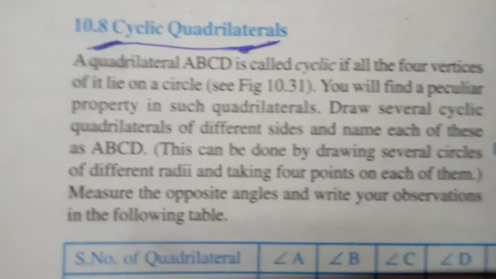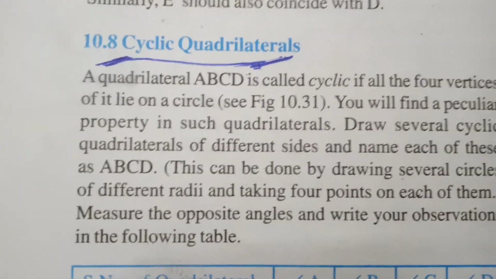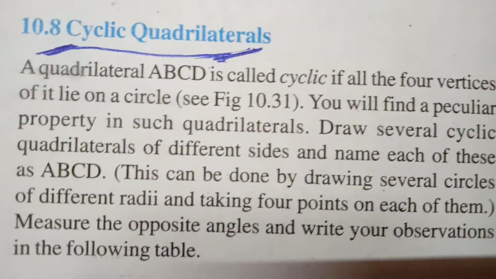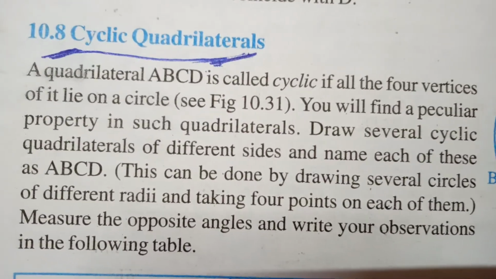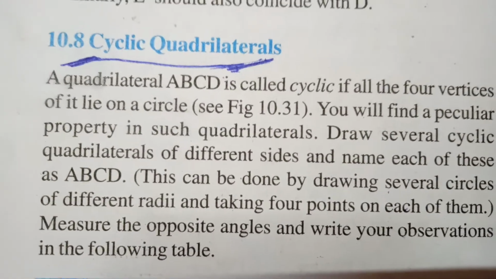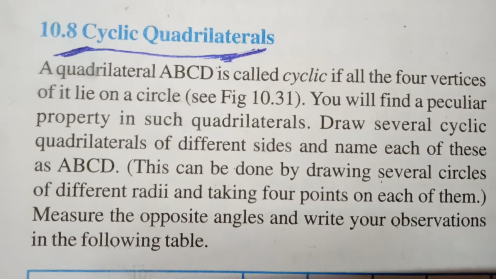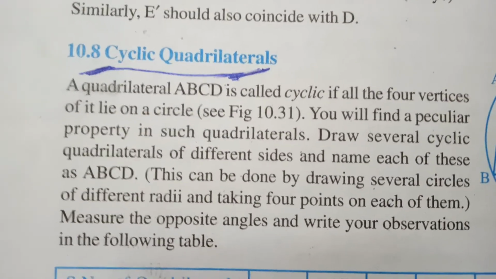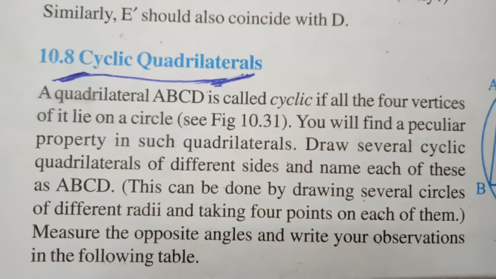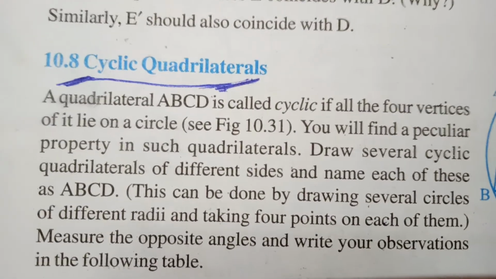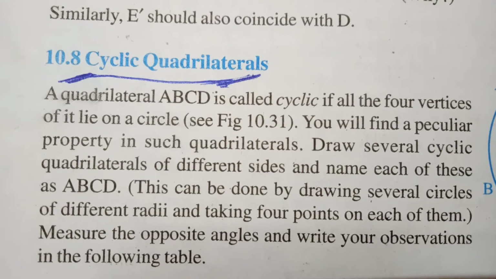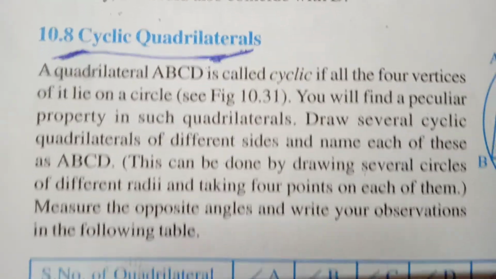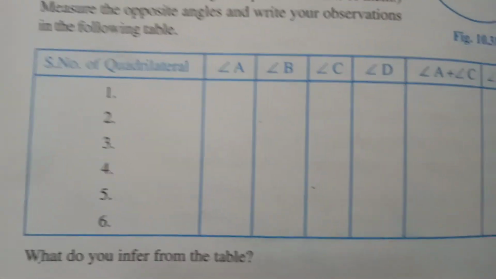Now you will find a peculiar property in such quadrilaterals. Draw several cyclic quadrilaterals of different sides. Name each of these as ABCD. This can be done by drawing several circles of different radii, taking four points on each of them. Measure the opposite angles and write the observation in the following table. This is the table.